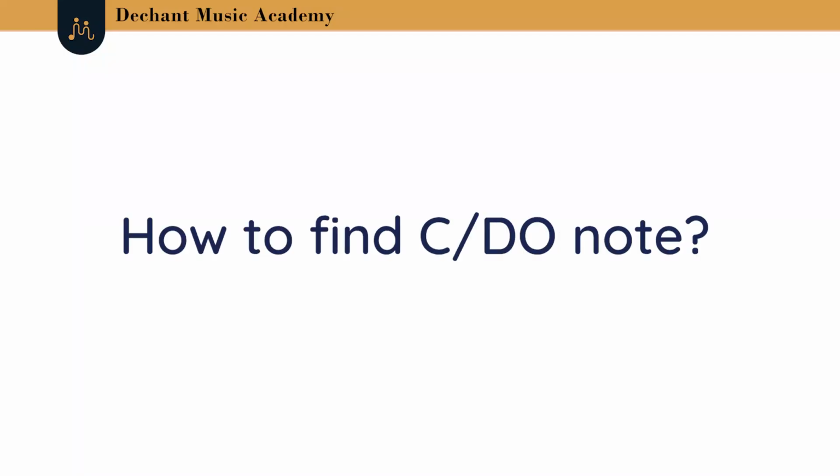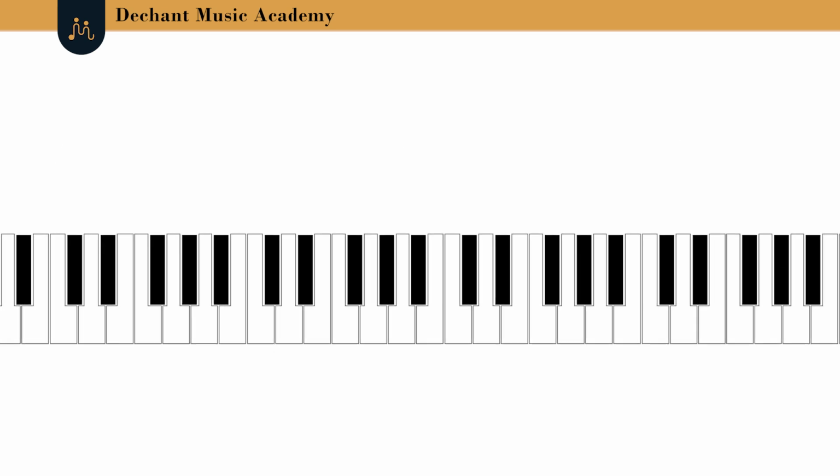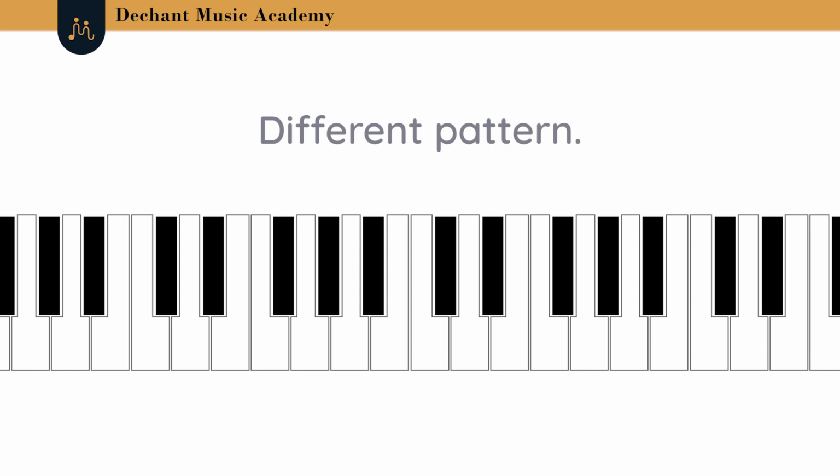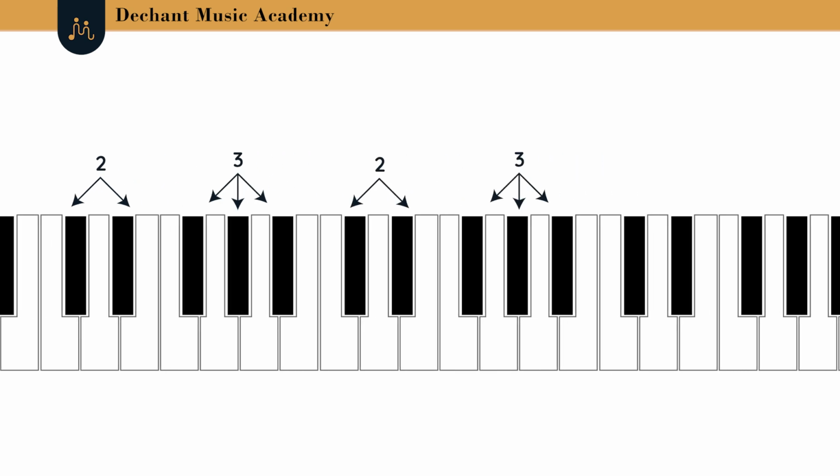How to find C-Do note. When we look at the piano keyboard, we discover black and white keys. Once you look deeper, you will recognize the black keys are separated into a pattern of 2 black keys, then 3 black keys. 2, 3, 2, 3.